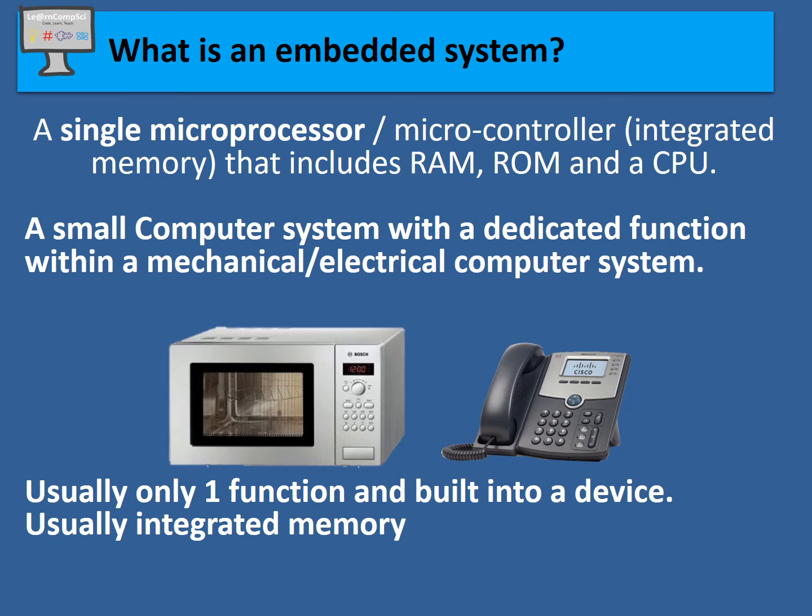Now, an embedded system is usually a single microprocessor or microcontroller. So a microcontroller is an integrated memory unit that includes RAM, ROM and CPU. They're usually small computers with usually a dedicated function, so that might be one function, such as a microwave. It has a simple user interface with just buttons and it can't be reprogrammed to do other things.